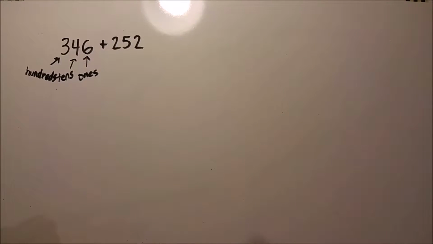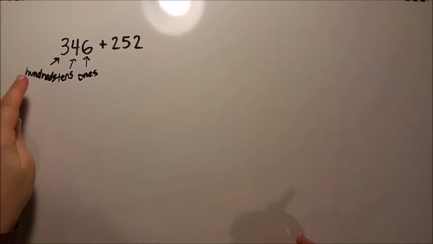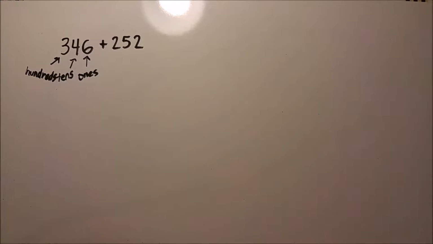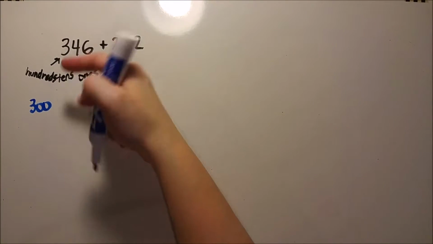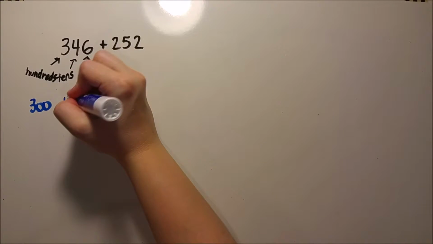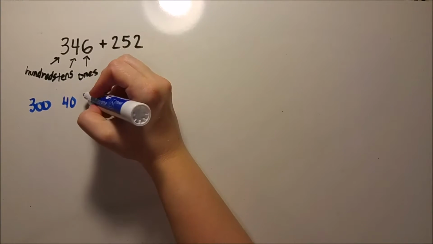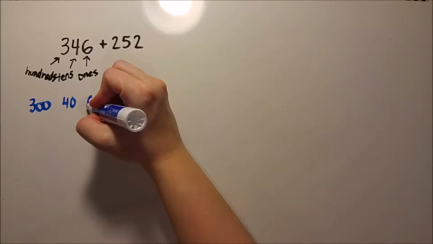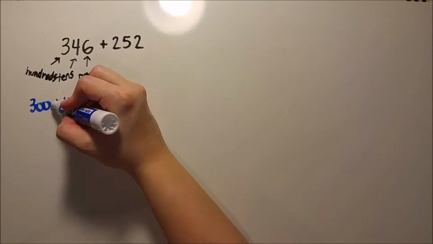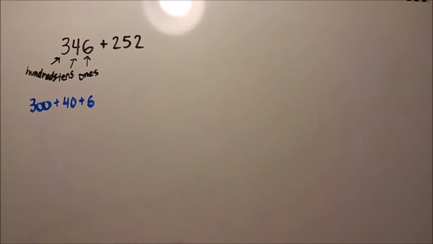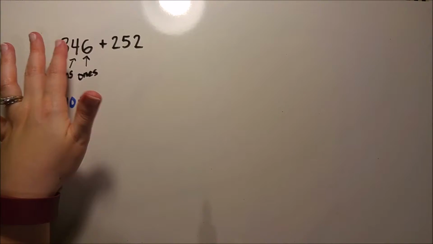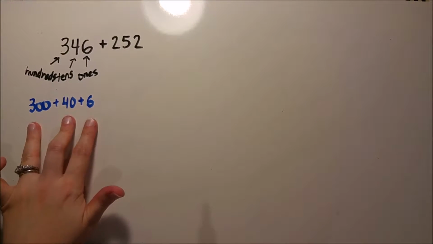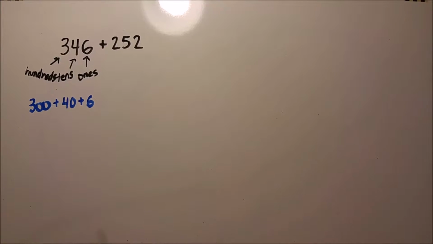So 346, 3 hundreds, or 300, 4 tens, which is actually 40, and 6 ones, which is just plain old 6. This is called expanded notation, and that's when you take these digits and expand them out based on what place value they're in.